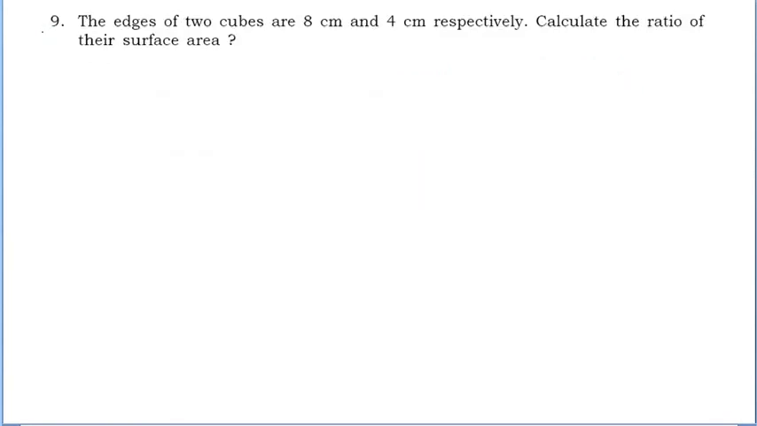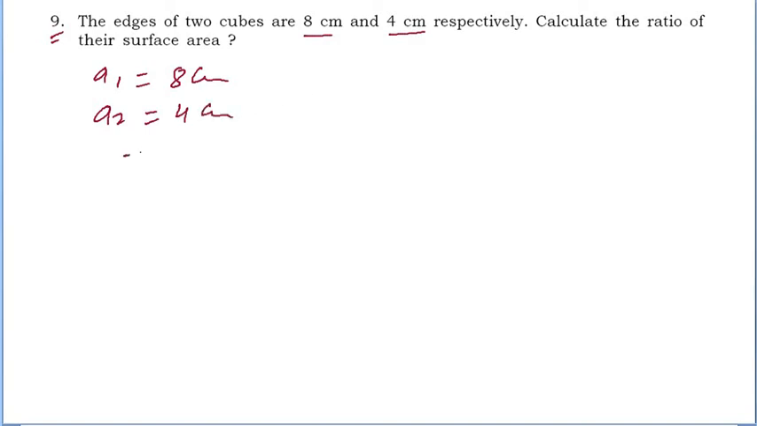Now come to the last question of this exercise. The edges of two cubes are 8 centimeter and 4 centimeter respectively. Find the ratio of their surface area. So you have to write A1 the first side of the cube, that is 8 centimeter, and the second side of the cube, that is A2. So you have to write 4 centimeter.